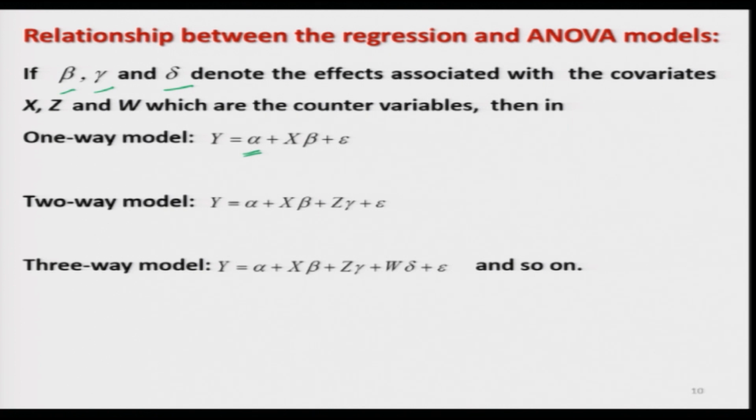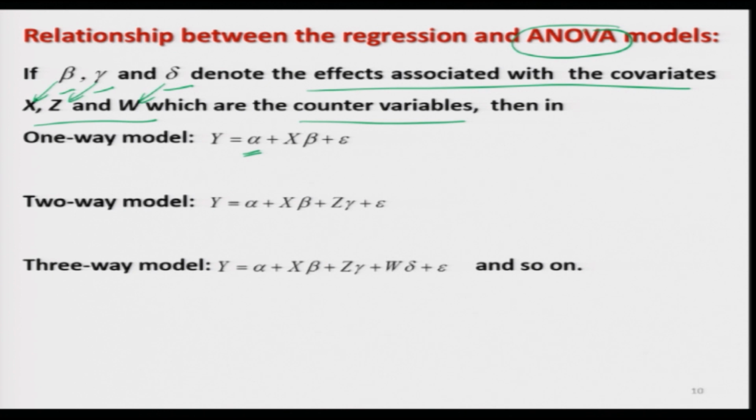Okay, so suppose beta, gamma and delta are the effects associated with, say, three covariates x, z and w. Beta is associated with x, gamma is associated with z and delta is associated with w, and they are all counter variables, because they are now associated with the analysis of variance model. One thing you have to keep in mind: I have used the name ANOVA. ANOVA means analysis of variance, that is a very popular name. So, sometimes instead of using the term analysis of variance, we also use ANOVA.